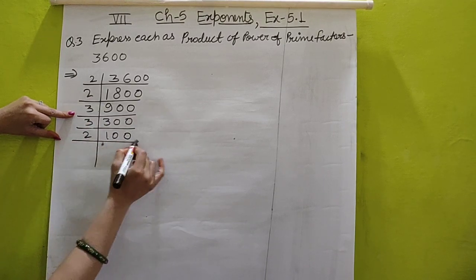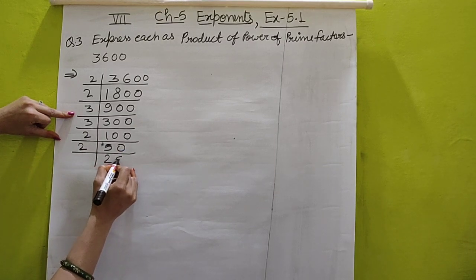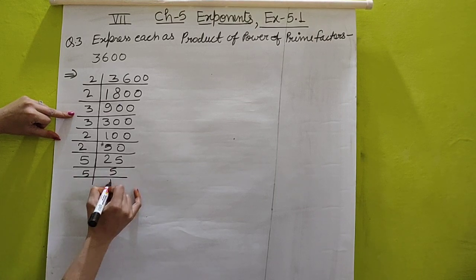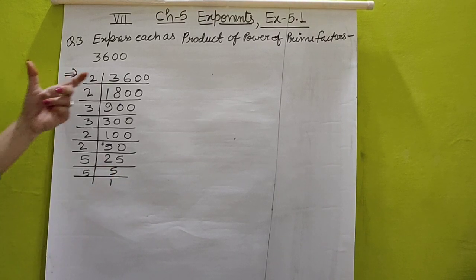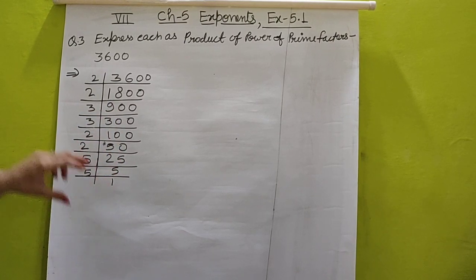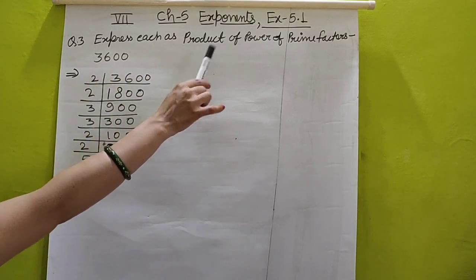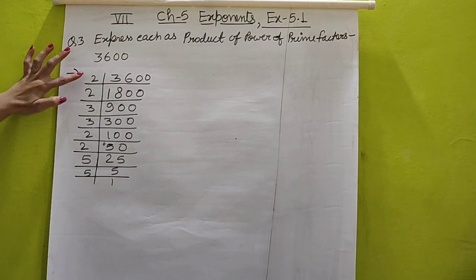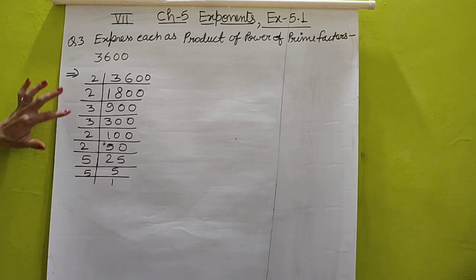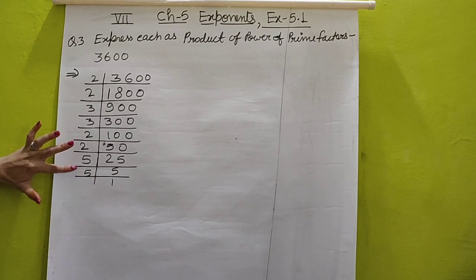Then again with the 2. 2 fives are 10, 0. Then again 2, 25 will come. Now with 5, 5 fives are 25 and 5 ones are 5. We will do the factorization till we get 1. So now we have done the factorization and we are to write down the product of the powers. Here 2 four times is given, 3 two times is given, and 5 two times we have got.